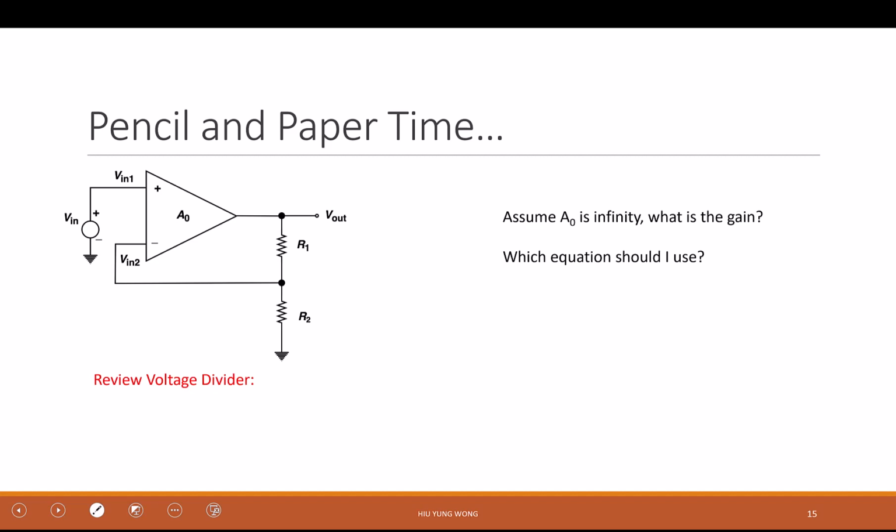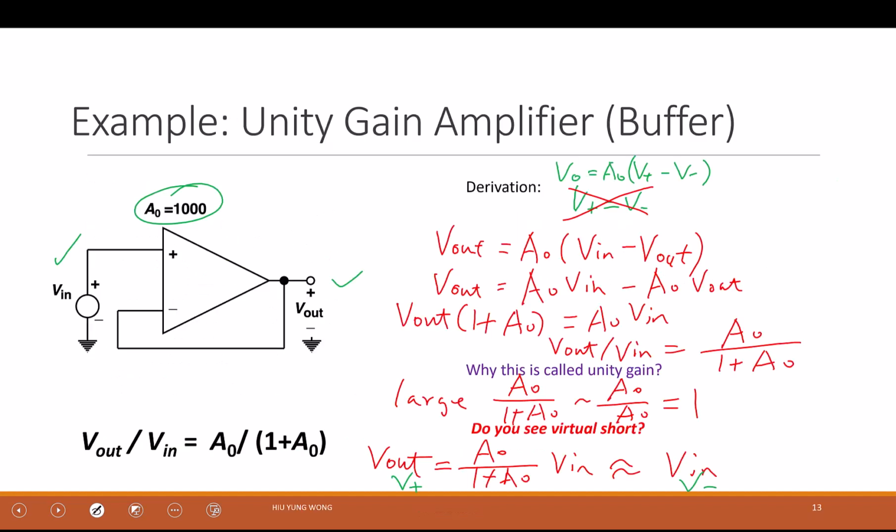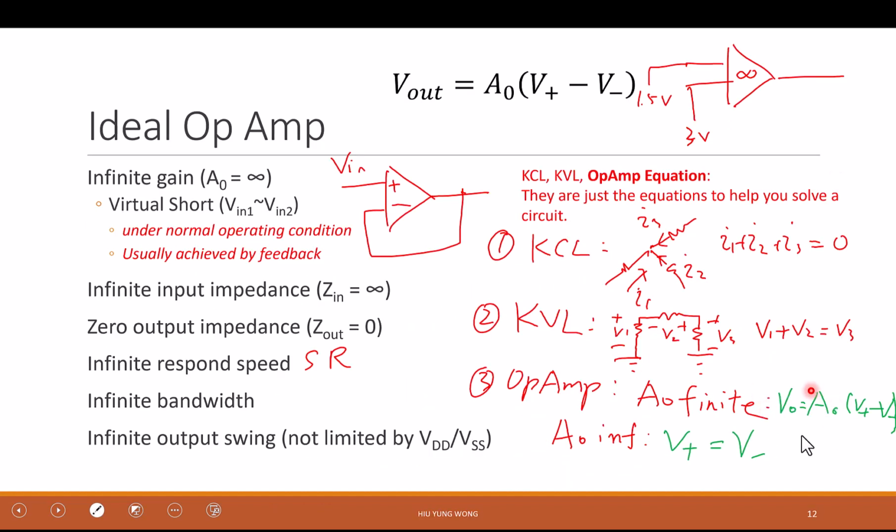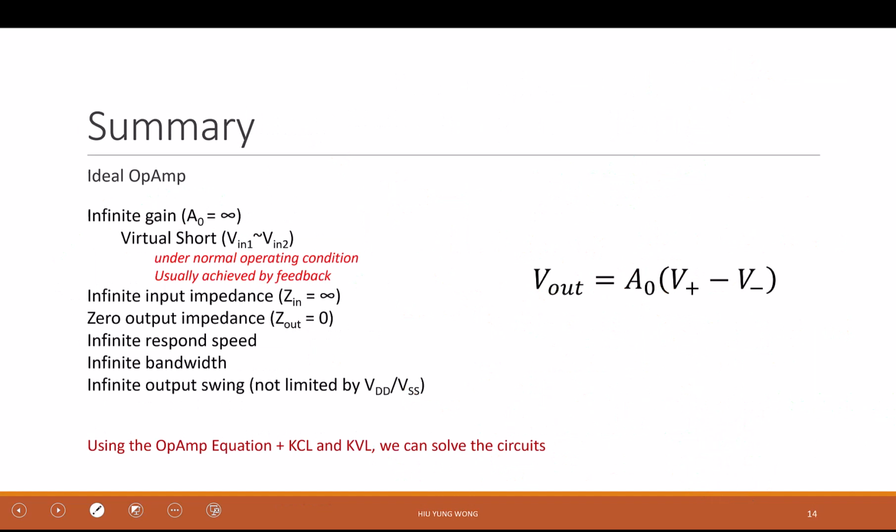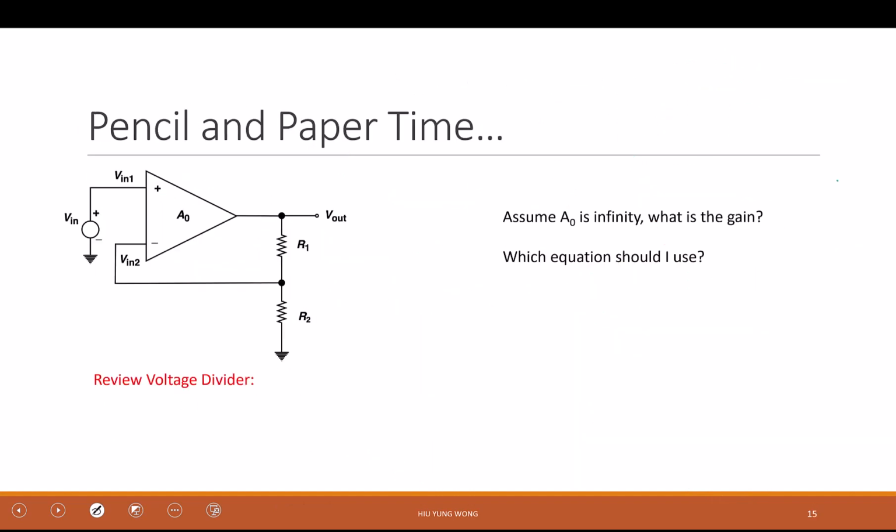Again, you won't be able to finish. Just think about the strategy. So maybe we can start asking ourselves which equation to use. We have two equations. One is V out equal to A0 times the difference of the inputs. Another is V plus equal to V minus. So which one should we use for this given condition?